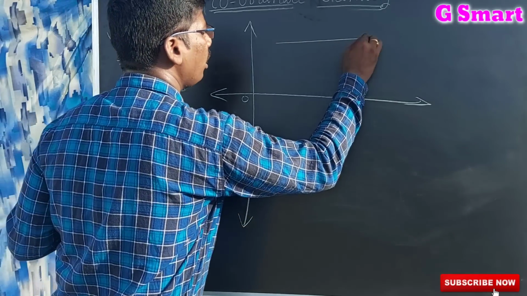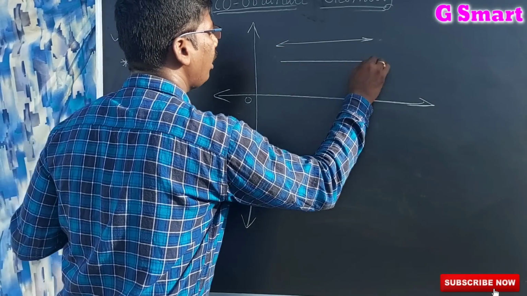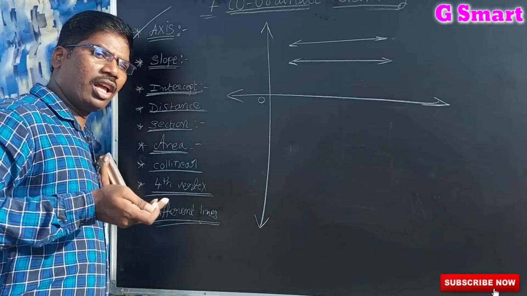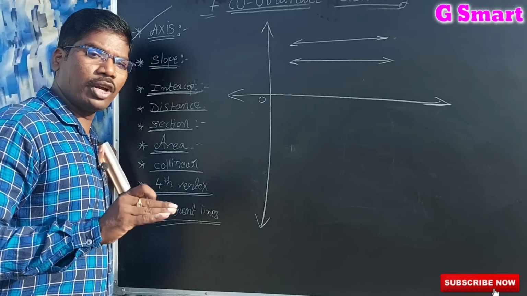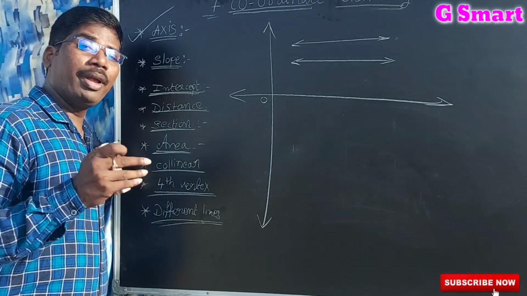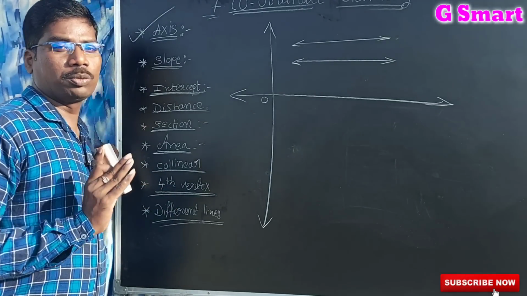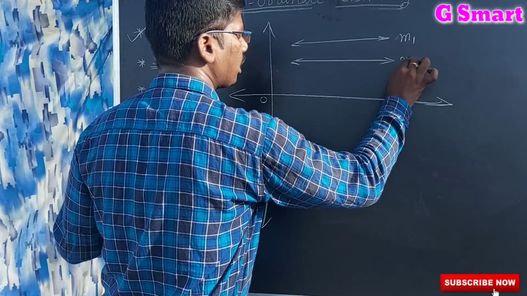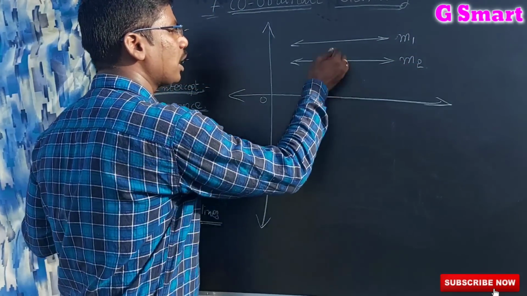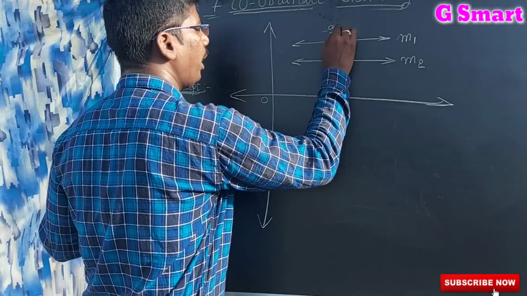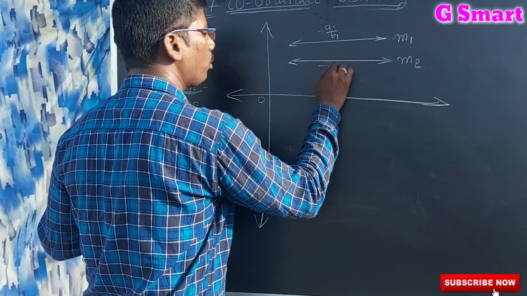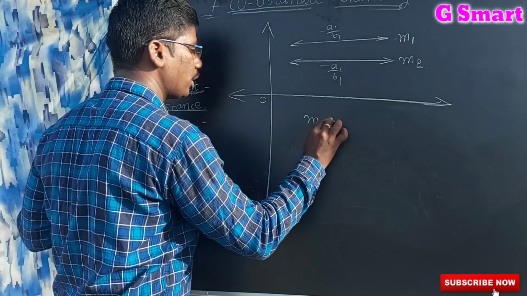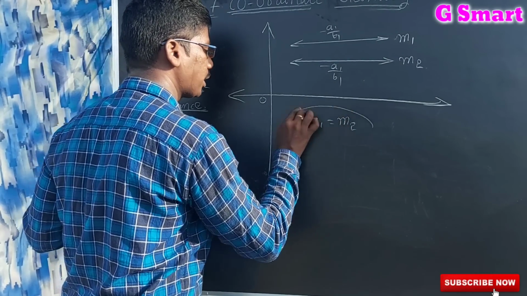If two lines are parallel to each other, just now we discussed that the slope of the x-axis is 0 and the slope of a line parallel to the x-axis is 0. That means parallel lines have equal slopes. You have to remember that. So this is a line which has slope m1, this is a line which has slope m2. This one has slope minus a1 by b1, and this is also having slope minus a1 by b1, because the slopes are equal. So we can say that m1 is equal to m2. Most very important, they may ask in the exam.